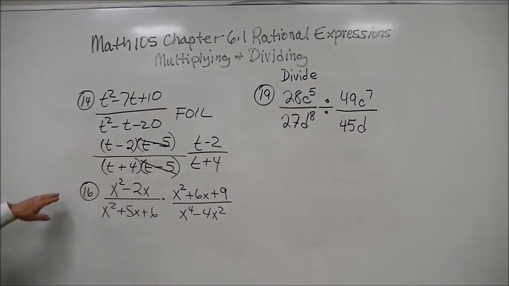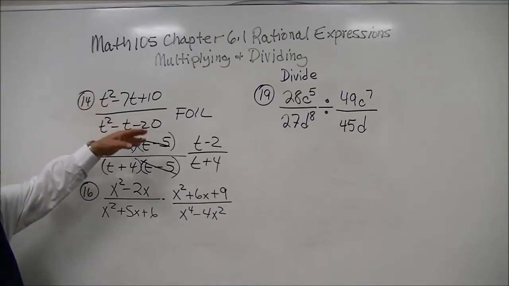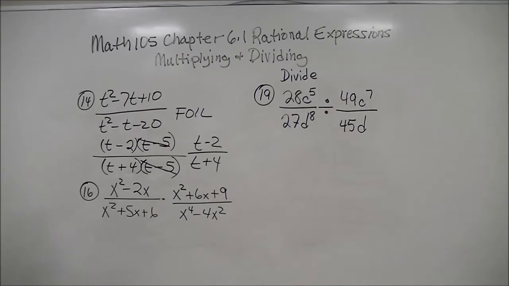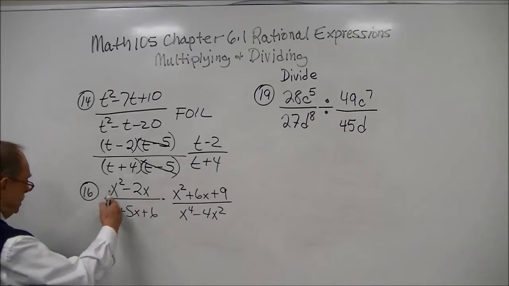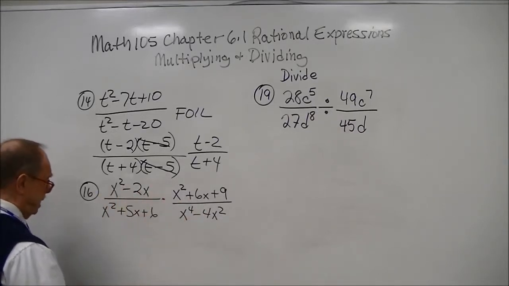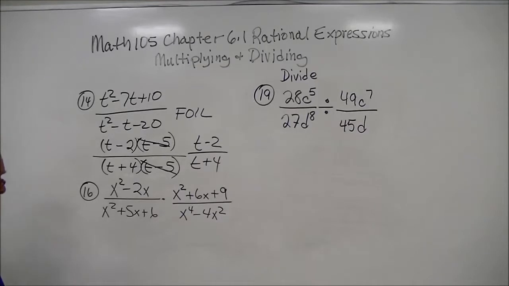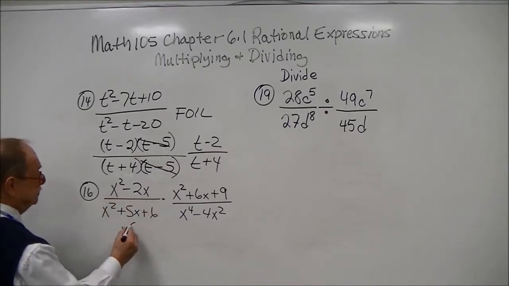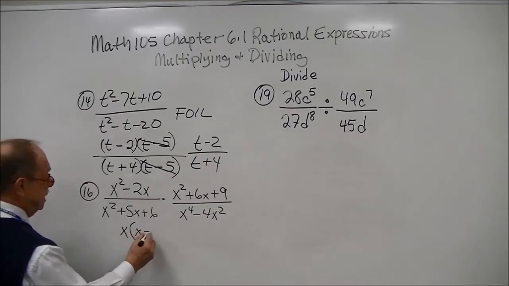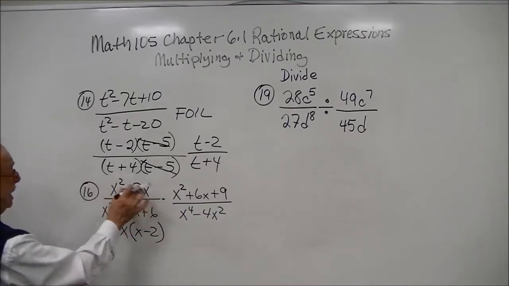Now, as you look at example 16, again, they're not just a trinomial divided by a trinomial. Here, it's multiplication, but they don't want you just to FOIL or multiply. Really, what they want you to do is factor, simplify, and then leave your answer in factored form. So let's start factoring. Here we can take out an x, and we're left with x minus 2. All right, that can't be factored anymore.